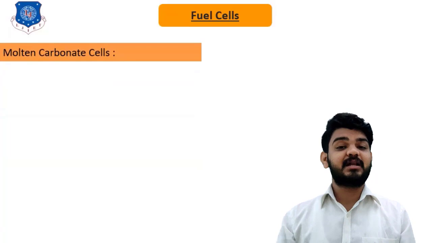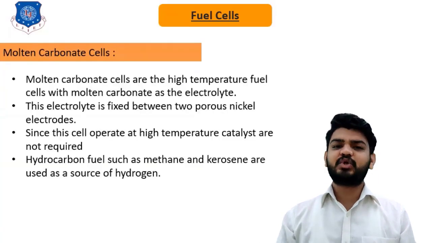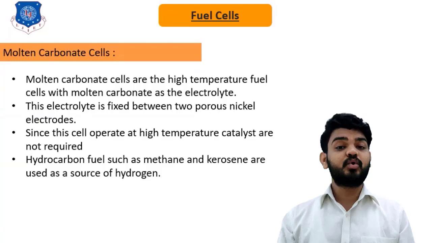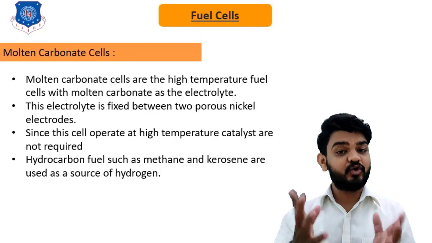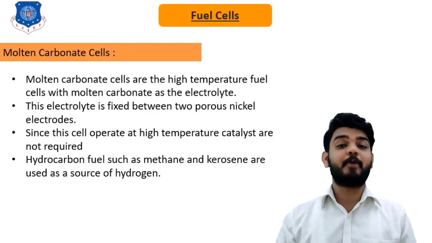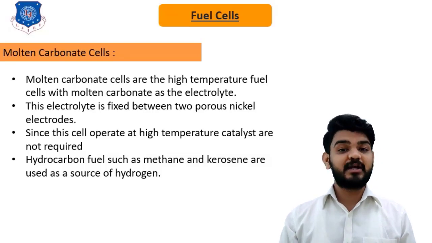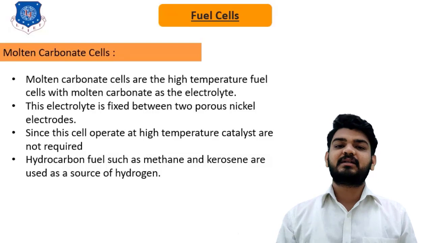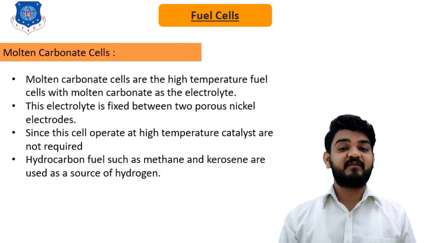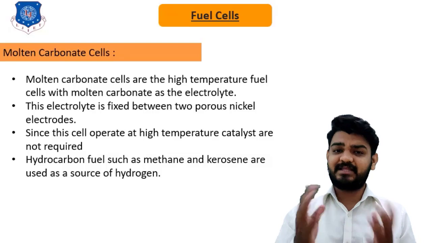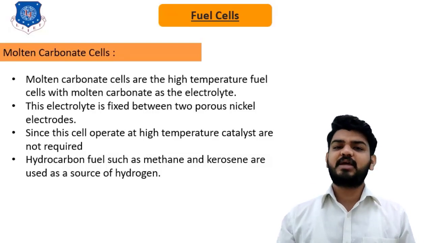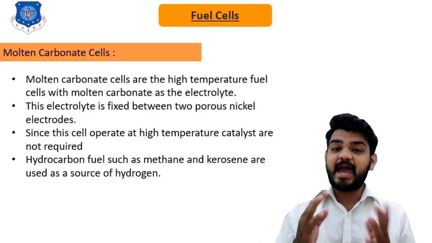Well, one typical molten carbonate fuel cell utilizes molten carbonate as its electrolyte, which is positioned between two electrodes made up of nickel material. This type of fuel cell is known as a high temperature operating fuel cell. Since they operate at very high temperature, they do not need any kind of catalyst. The hydrogen can be supplied from different hydrocarbons such as methane and kerosene. The oxygen is supplied from air.